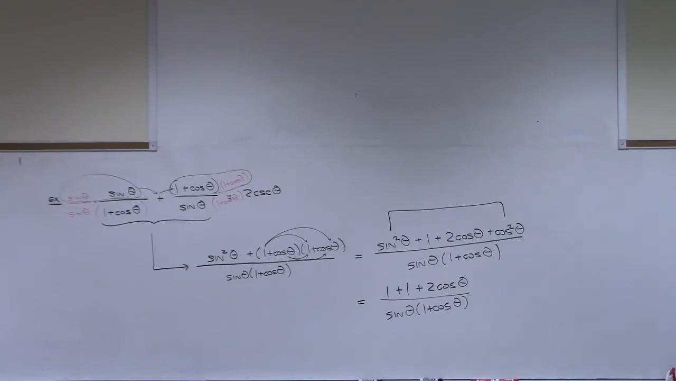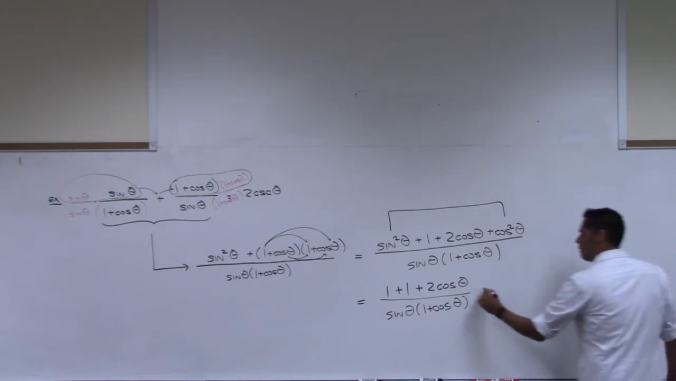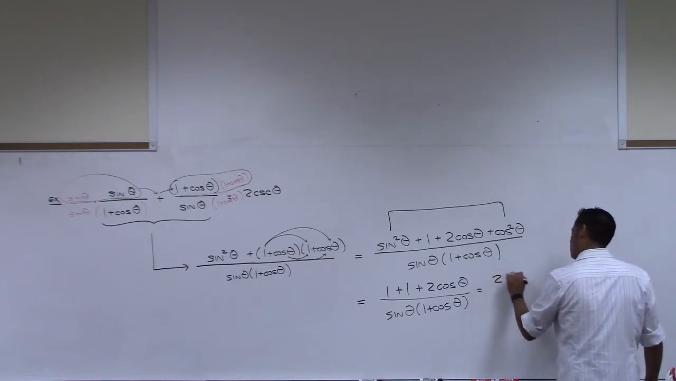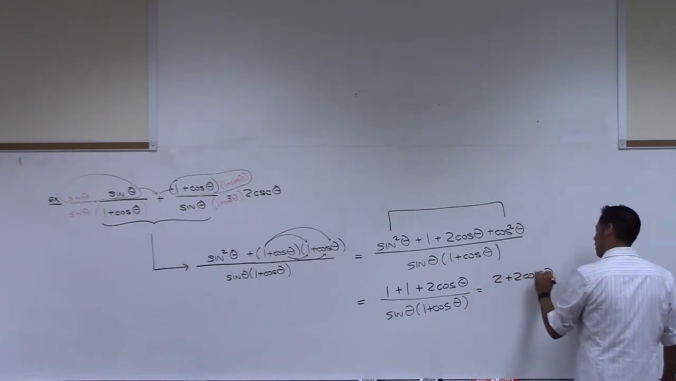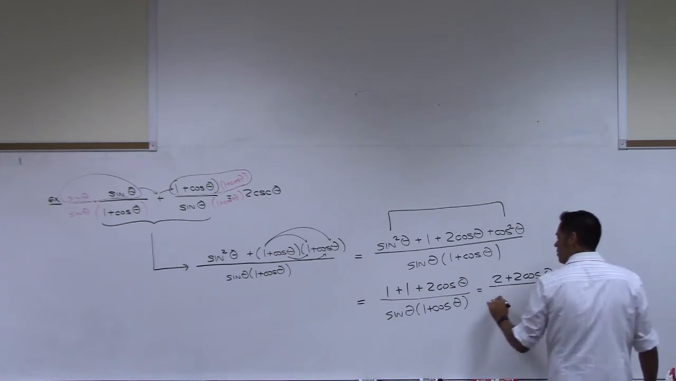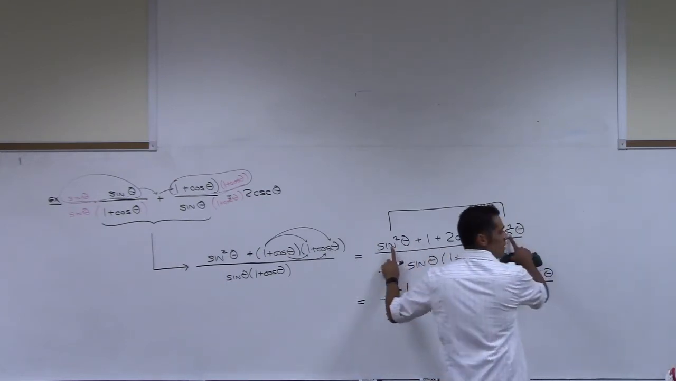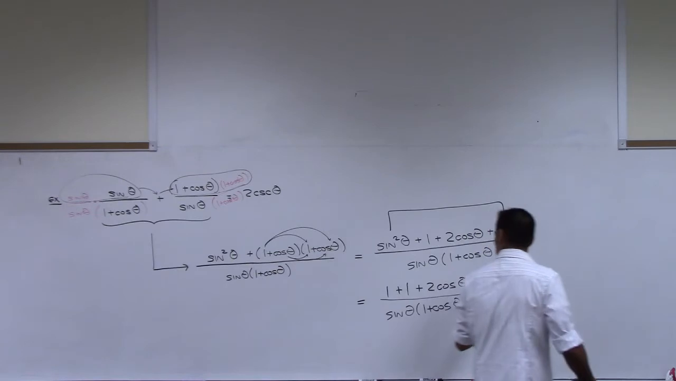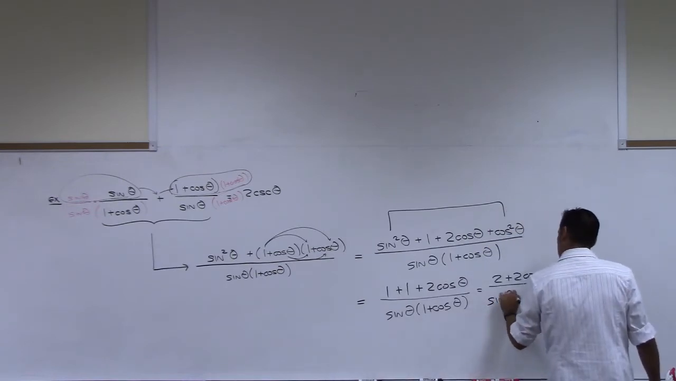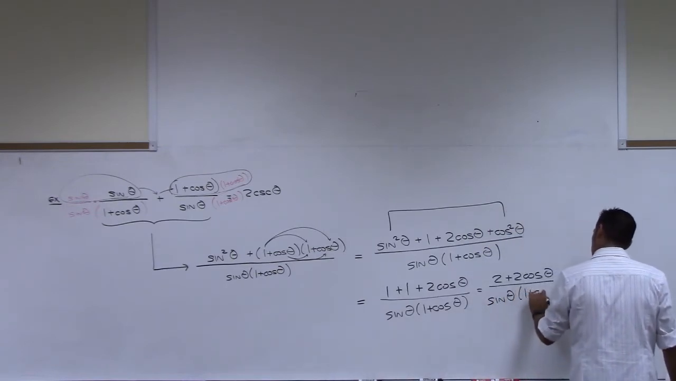1 plus 1 is 2. Sine squared theta plus cosine squared theta, these two together is a 1 through the Pythagorean identity. Sine theta, 1 plus cosine theta.